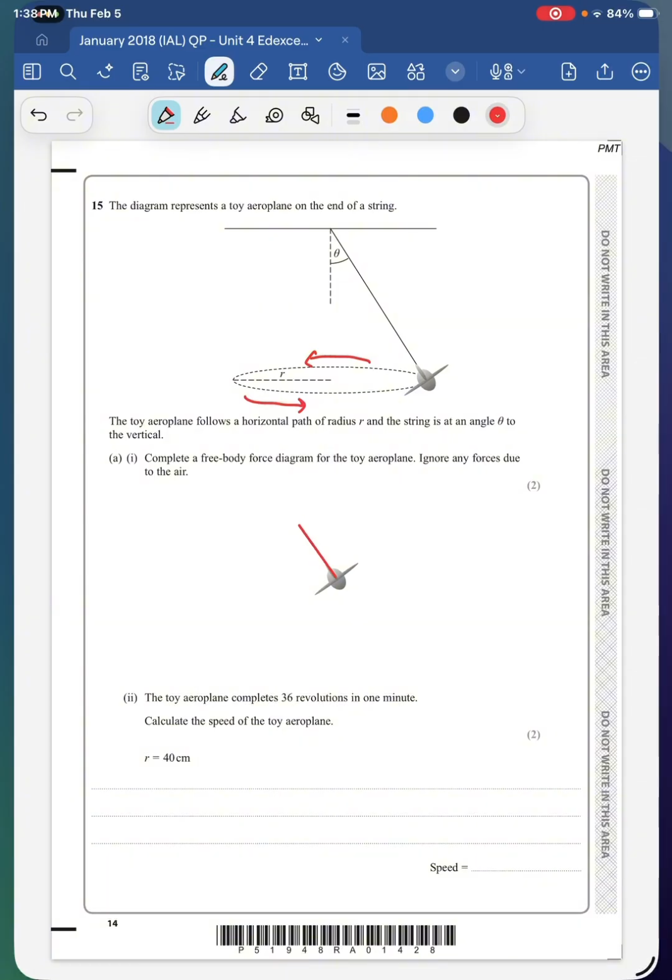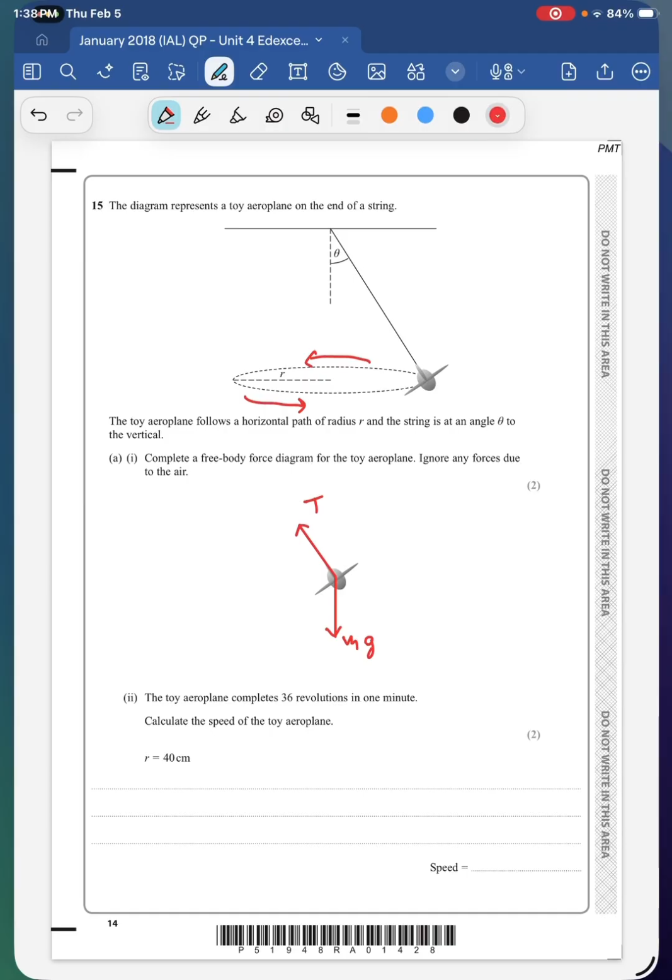Okay, so that's the tension from the string. And the other force is simply the weight, m times g. These are the only forces on the plane.